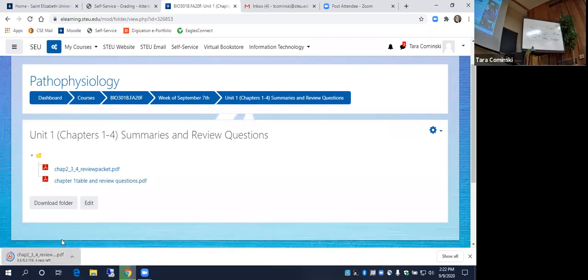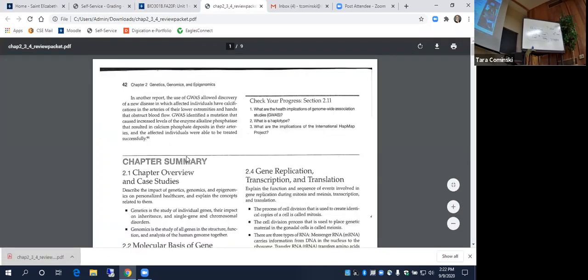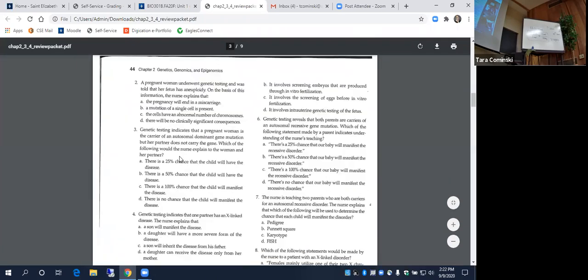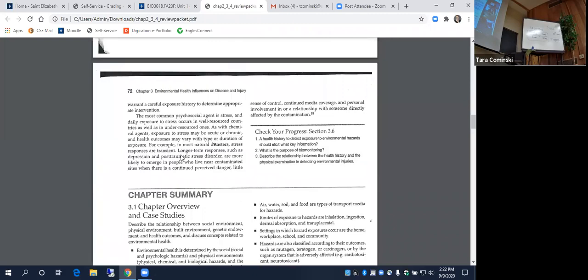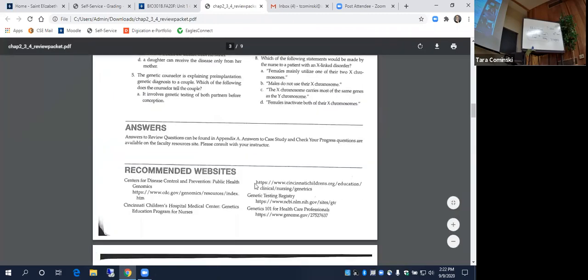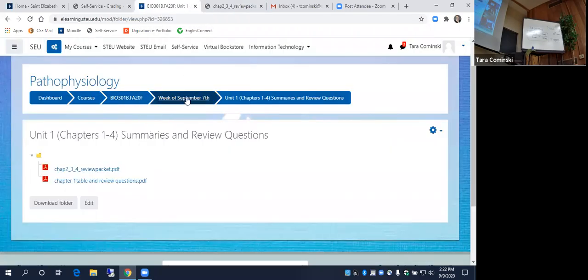It'll open eventually. Let me just show you guys. It's not going to have the answers to the review questions, right? It just has those review questions. Like I said, most of the time we're going over the review questions so you can listen to the lecture. So, summary and then review questions for each chapter. It's right from the textbook, so if you have the textbook, you're not going to need that. Let me go back.